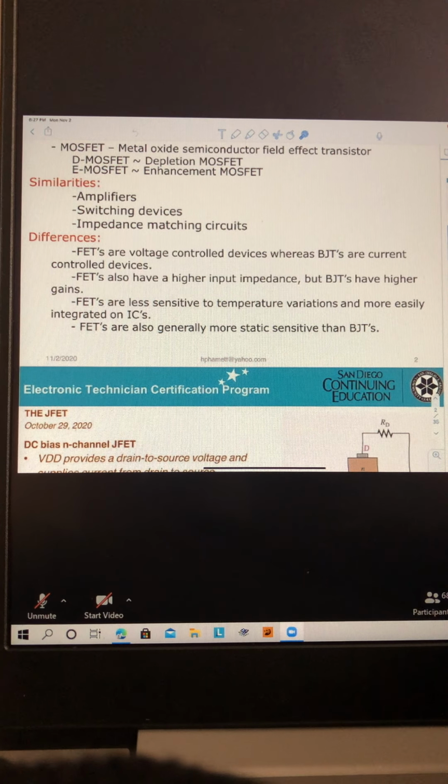Bipolar, you can hold it, no big deal. But the FET you have to be careful with.